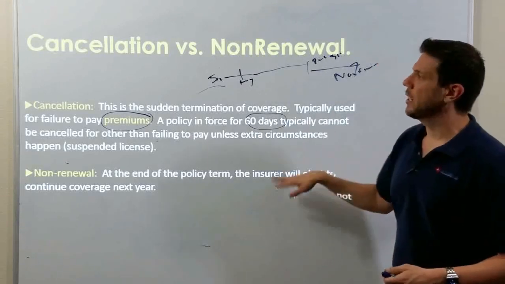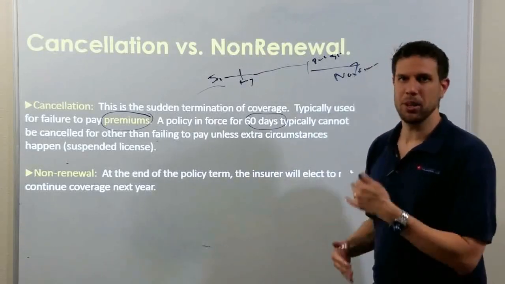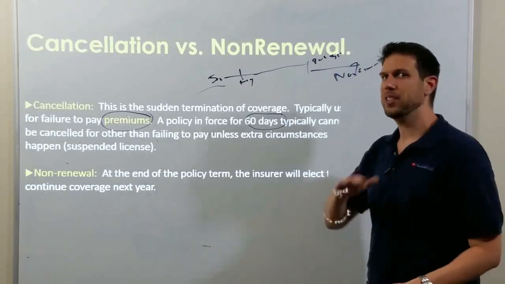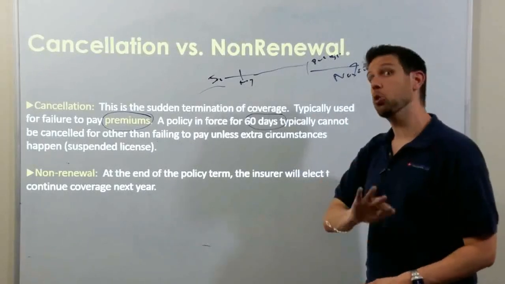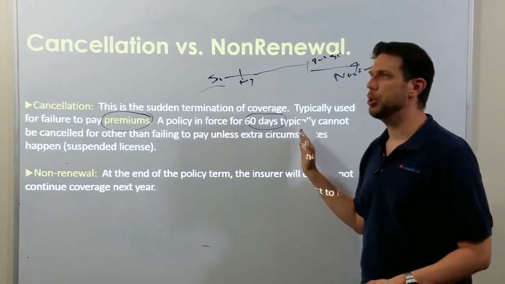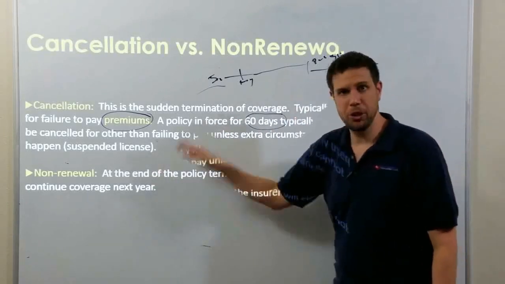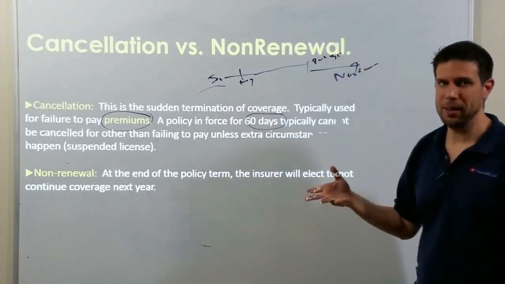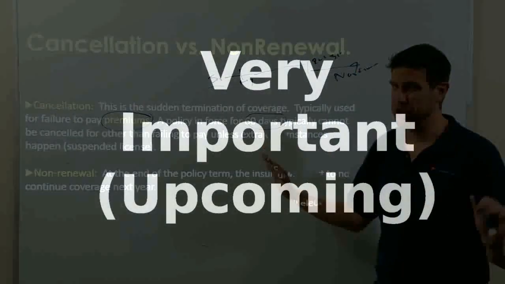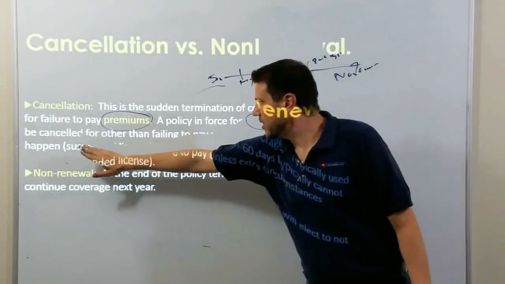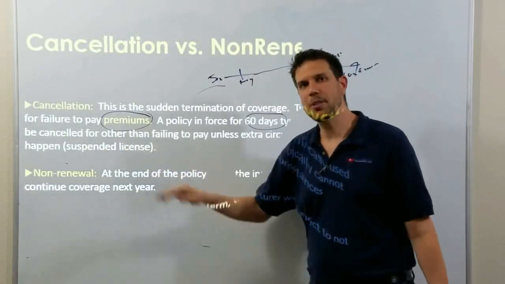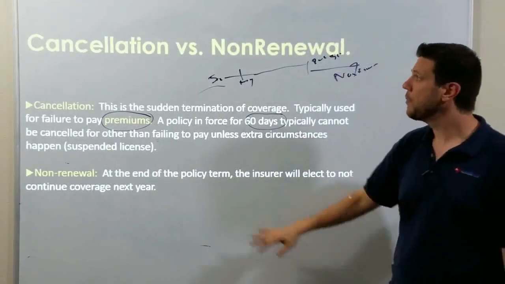So like a lot of people say, oh, I got in too many car accidents or I got too many speeding tickets. My insurance company canceled me. But that's wrong because they can't cancel you for that after this first 60 days. They actually got non-renewed. That means next time the insurance company said, we don't want you next year. Cancellation also occurs if you're caught driving on a suspended or revoked license because you're not legal to drive.